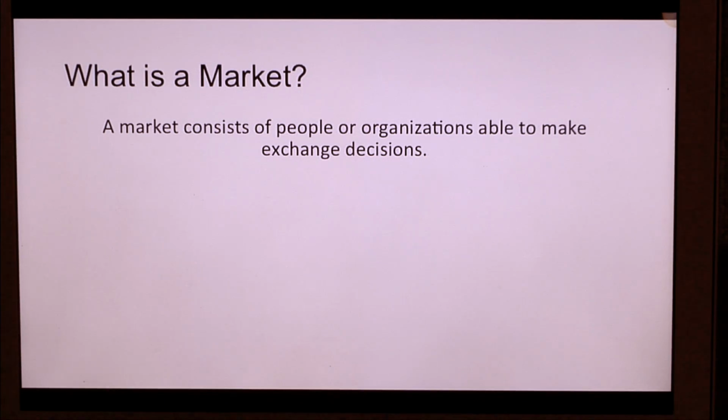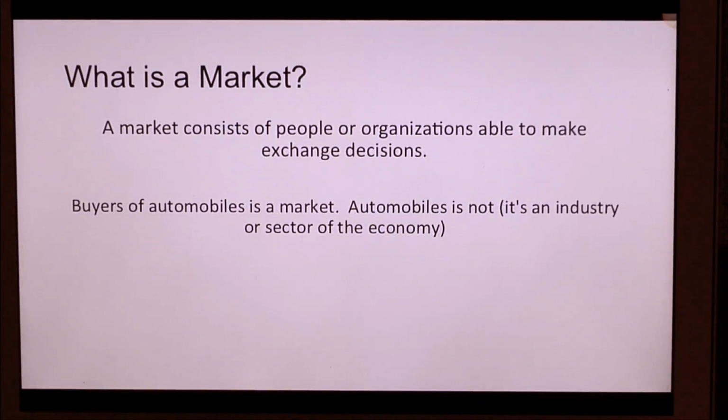Well, I start them with the question of what is a market, which seems straightforward, but is somewhat difficult. And the thing I try to drive home to students is that you have to define a market based on people or organizations capable of making purchase decisions. So, for example, buyers of automobiles is a market. Automobiles is not a market. It's an industry or a segment of the economy.